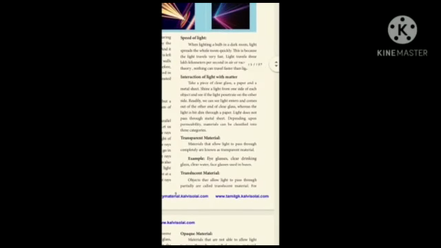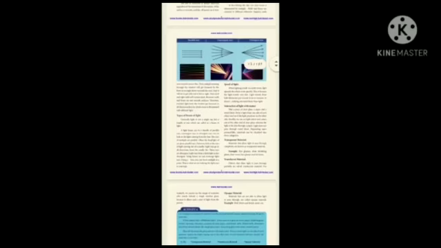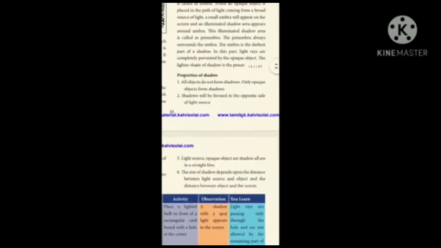The reflecting surface is the point of incidence. Next topic is speed of light. When lighting a bulb in a dark room, light spreads through the whole room quickly, because light travels very fast. Likewise, light travels 3 lakh km per second in air or vacuum. In theory, nothing can travel faster than light.